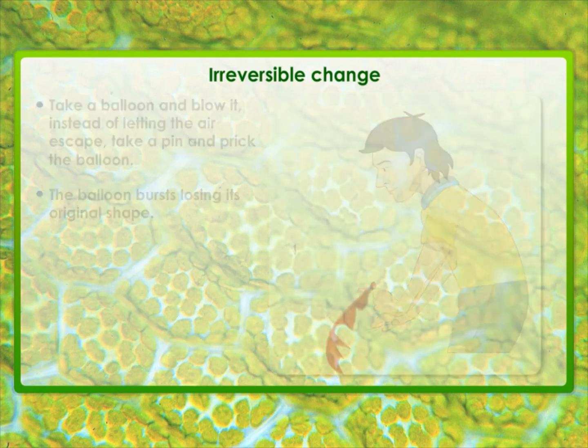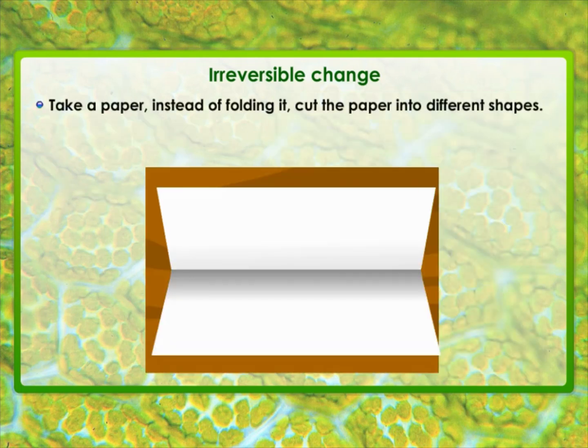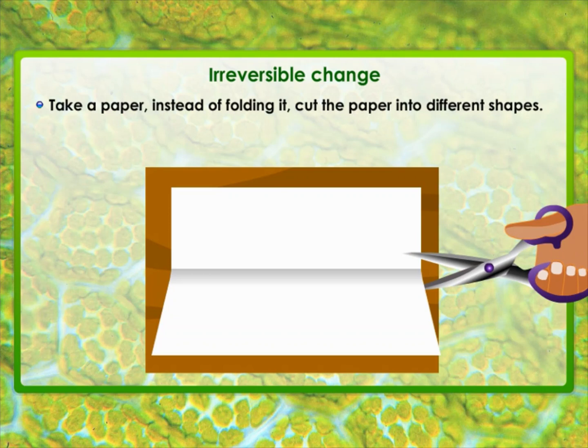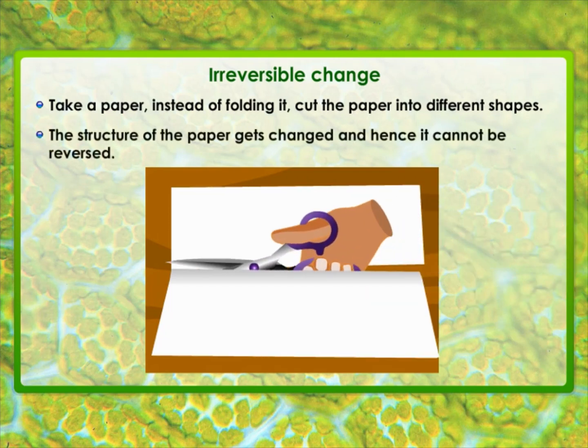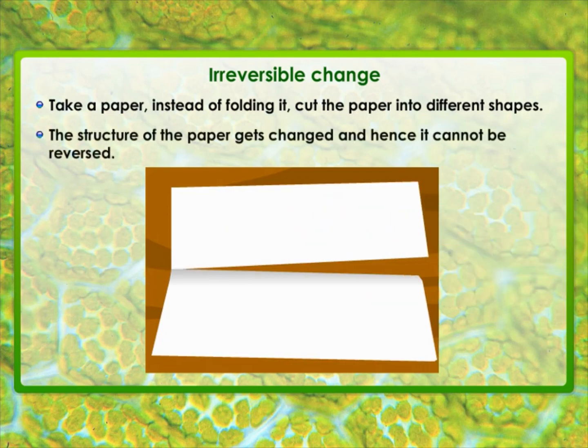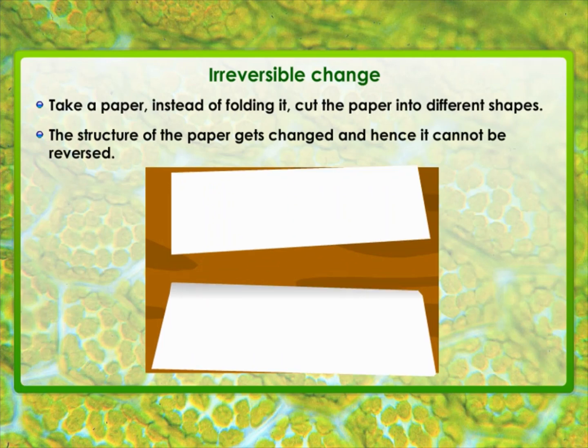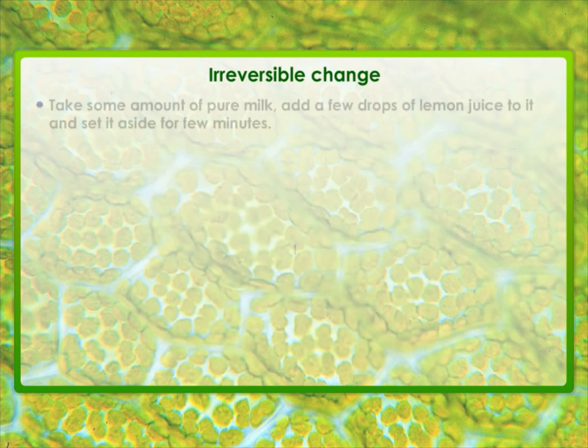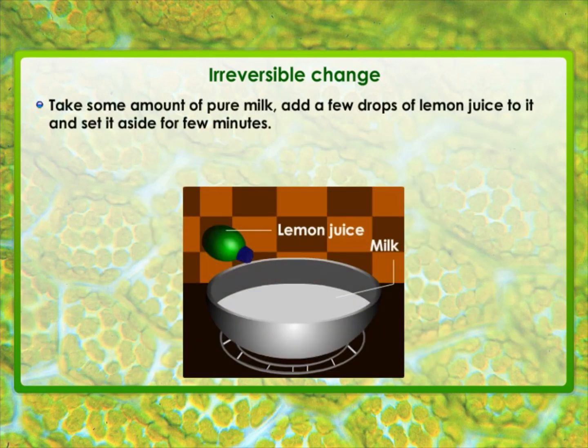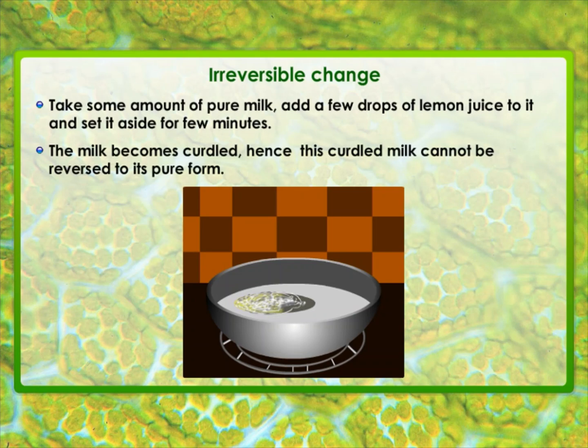Let us see another example. Take a paper. Instead of folding it, cut the paper into different shapes. The structure of the paper gets changed and hence it cannot be reversed. Take some amount of pure milk, add a few drops of lemon juice to it and set it aside for a few minutes. The milk becomes curdled, hence this curdled milk cannot be reversed to its pure form.